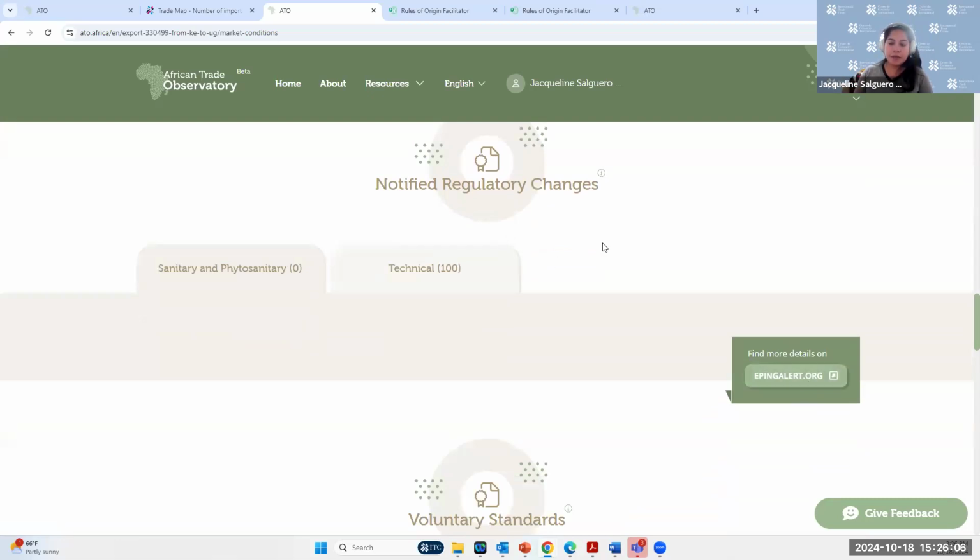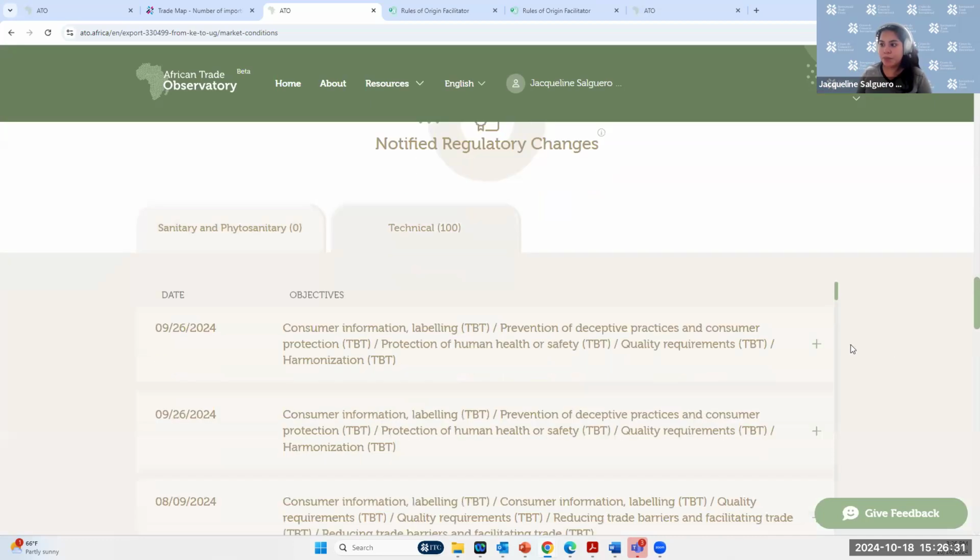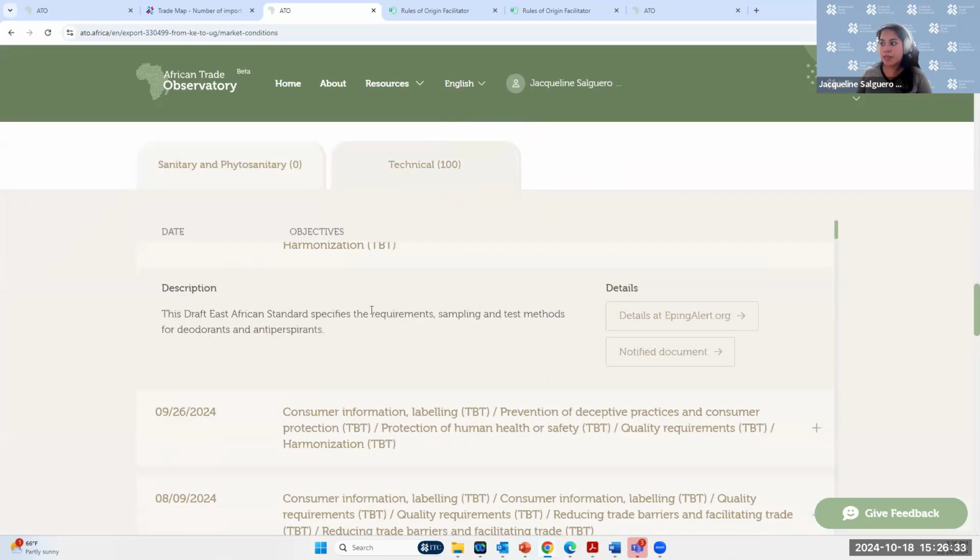As soon as the country notifies any changes, you will receive an email telling you that there will be potential changes, let's say for your refined sugar or for your soups and broth, concentrate food preparations. If you register, you will get information as soon as it's notified by the country that is intending to make any changes. So we have the sanitary and phytosanitary changes and technical barriers to trade. Here you have a lot of information on the latest changes.